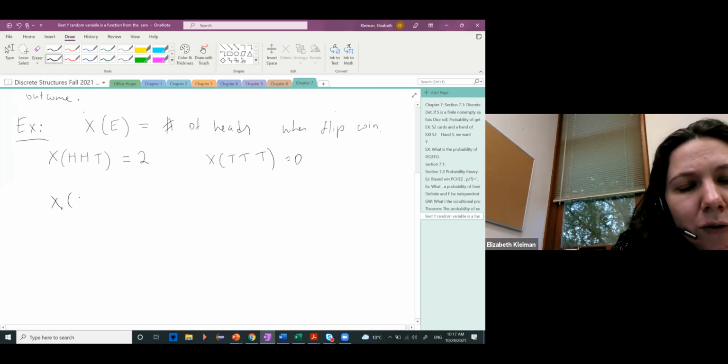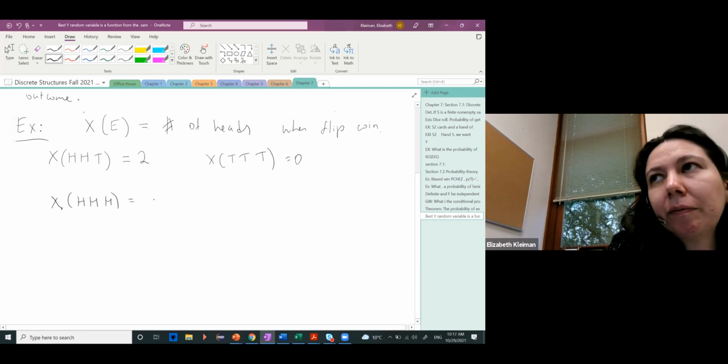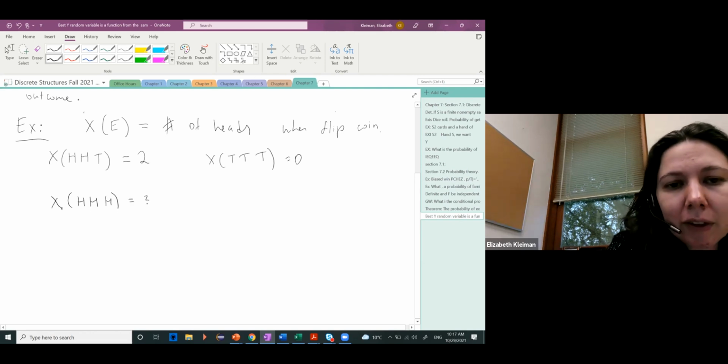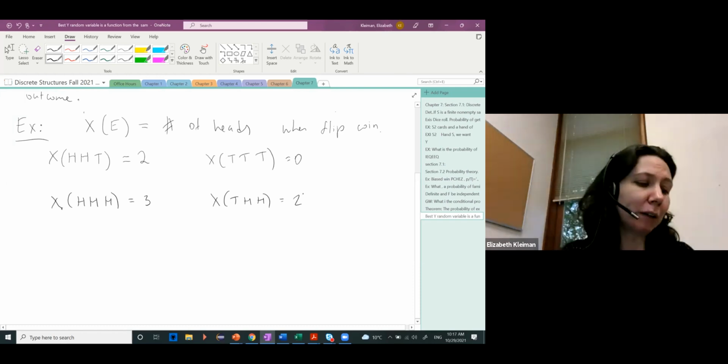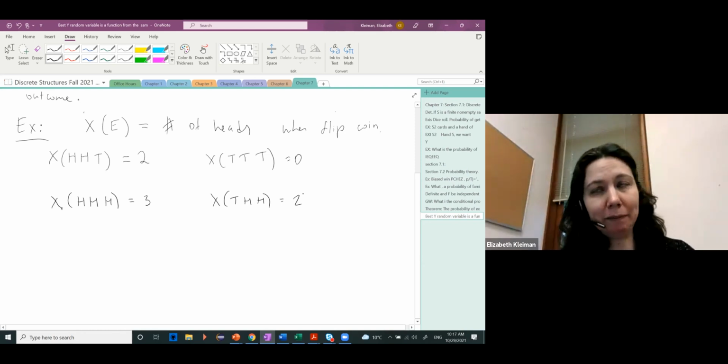X of head, head, head is 3, and X of tail, tail, head is 1. And again, I do not have to keep on going, but hopefully you understand the idea.